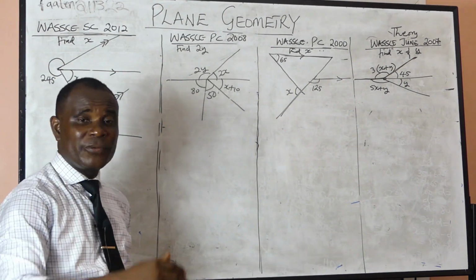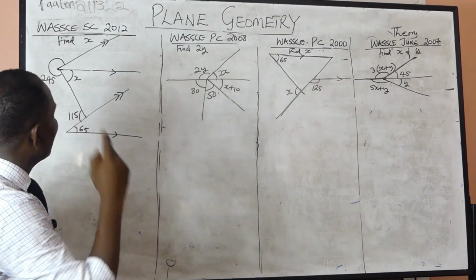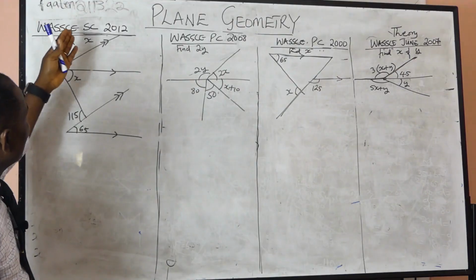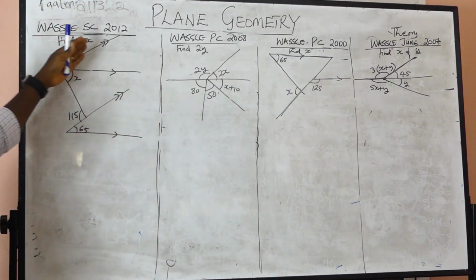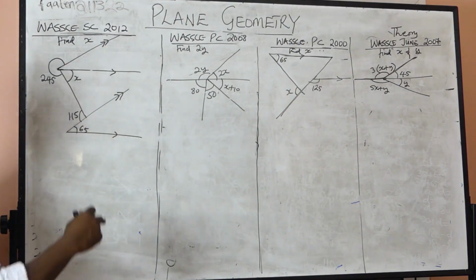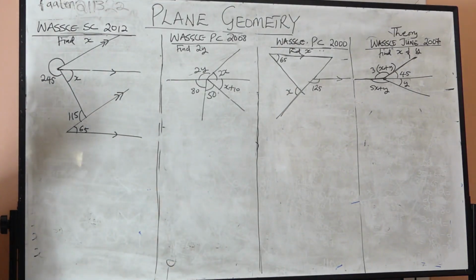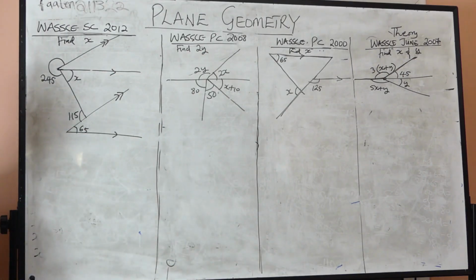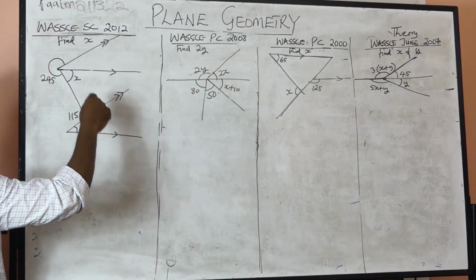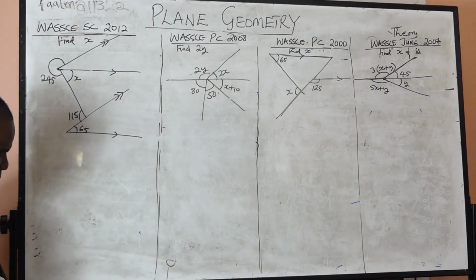Now we have got 4 more questions. The 5th one is 2012. So look at it. We're going to look at the school candidate, that is SC. Now it says find x in this. So you see this is a whole complex diagram here. You have 2 parallel lines in this diagram. We have this and this parallel to each other. These other guys are also parallel. So you check this out.